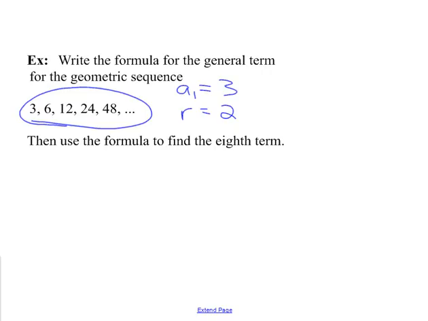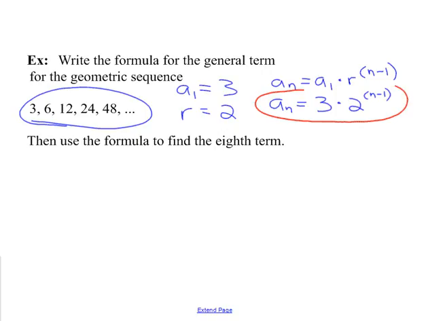So using the general term, we know our formula: a sub n equals a sub 1 times r to the n minus 1. The general term, we're going to leave that a sub n. We're going to plug in our first term. We're going to multiply it by 2 to the n minus 1 power. So when they ask us for a formula, this is our formula for the sequence that is given right here. This is our general term formula.